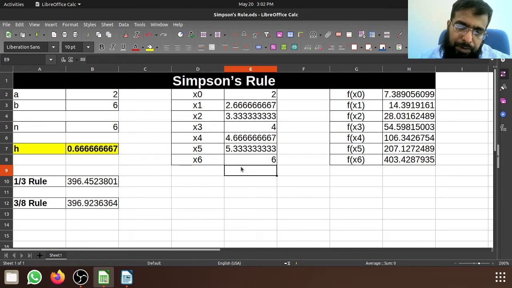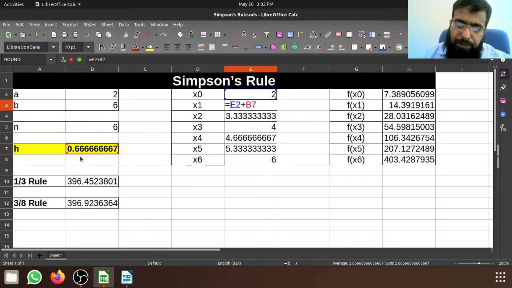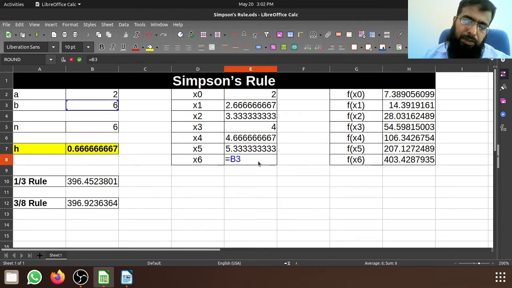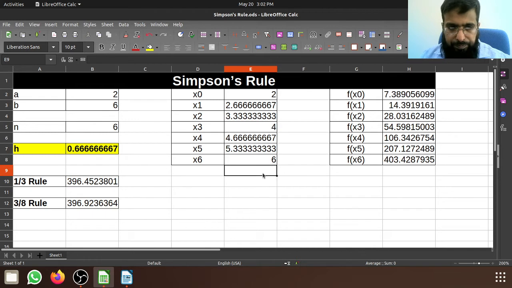And how do you calculate these intermediate subintervals? The limit of the first intermediate subinterval is x0 plus h, and the limit for the second interval is this base value plus 2 times h, and we keep on going, 3 times h, 4 times h, 5 times h, and 6 times h, which is equal to b, the upper limit b.